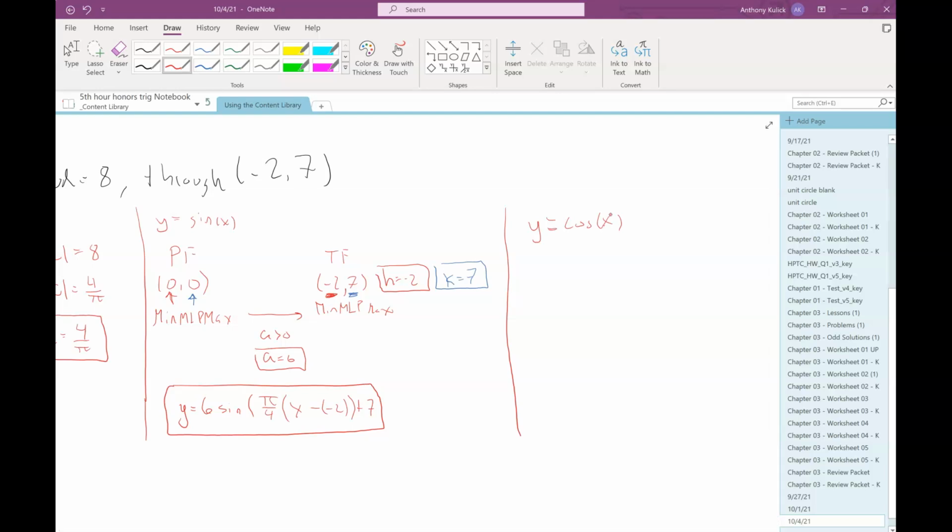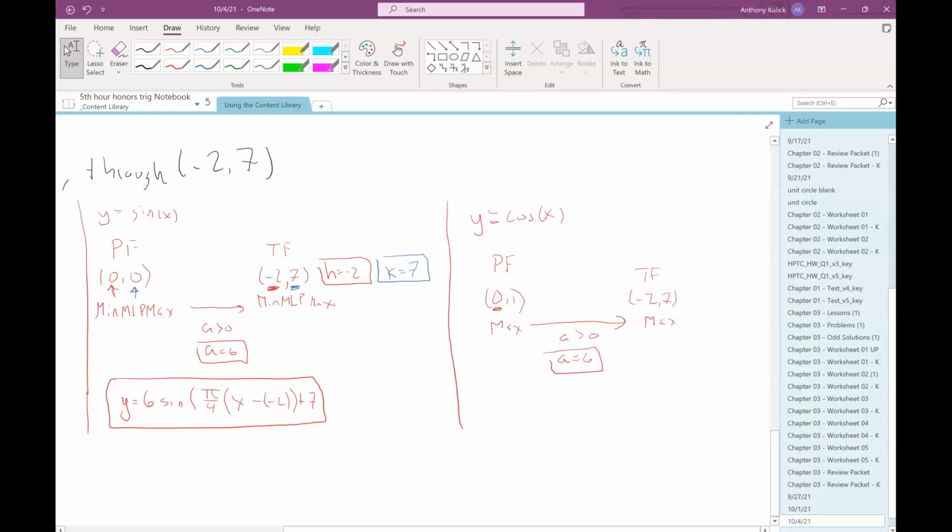What if we had decided to do this as a cosine function? What point from the parent function is the one that I'd like to use? That point was (0, 1), which was a maximum. So since that was a maximum, I would choose (-2, 7) to be a maximum. Again, since they're both maxes, that tells me that the A should be positive.